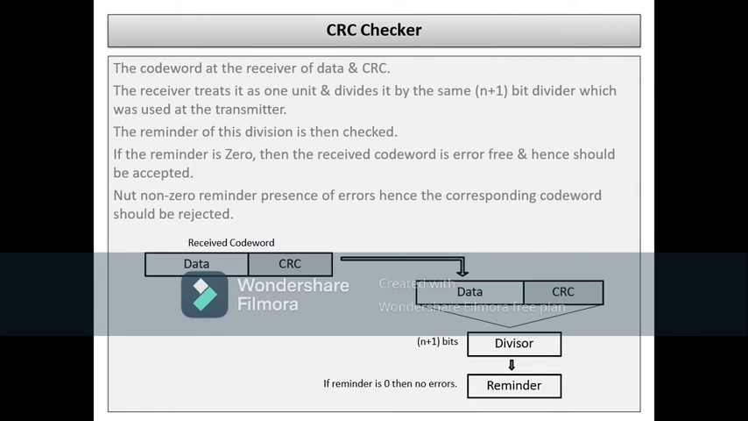CRC checker. The code word at the receiver consists of data and CRC. The receiver treats it as one unit and divides it by the same n plus 1 bit divisor which was used at the transmitter. The remainder of this division is then checked. If the remainder is 0, then the received code word is error free and hence should be accepted. A non-zero remainder indicates the presence of error, and hence the corresponding code word should be rejected.